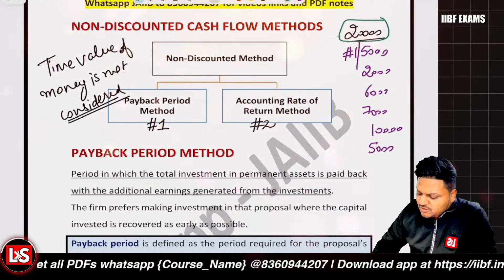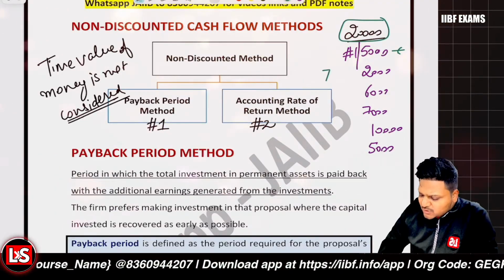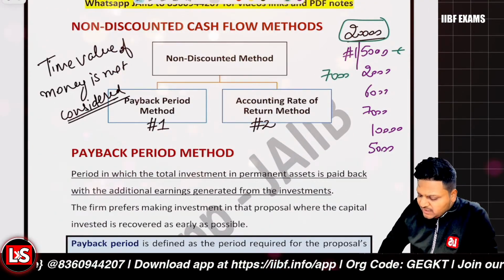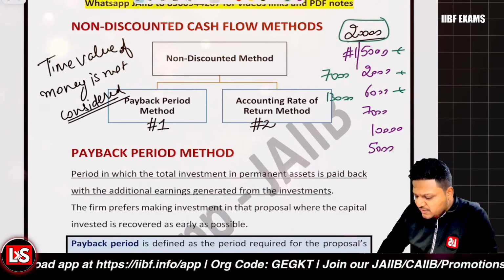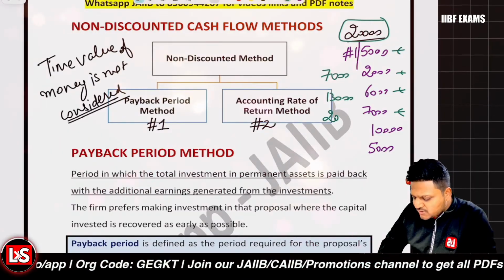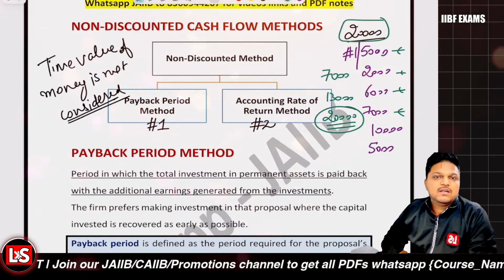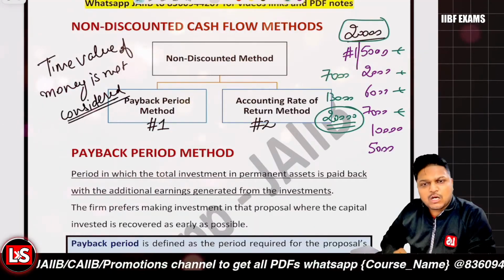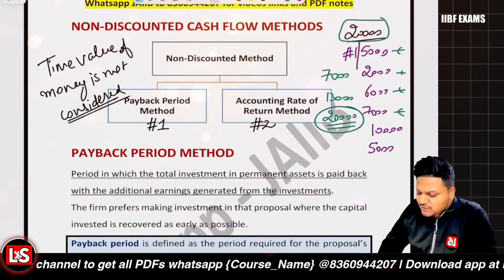In year one, you received 5,000. In year two, received 2,000, meaning total 7,000 rupees received. In year three, received 6,000, meaning total 13,000 were received. In year four, you received 7,000 more, that is 20,000 rupees in total. So here the inflows were equal to the outflows. So that is your payback period. Payback period in this scenario will be 4 years.